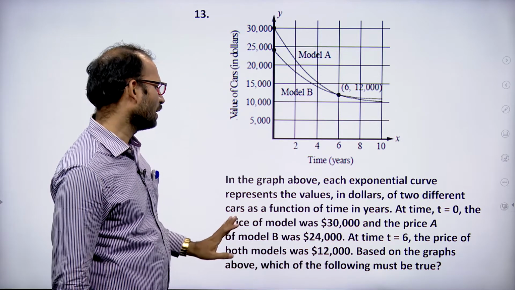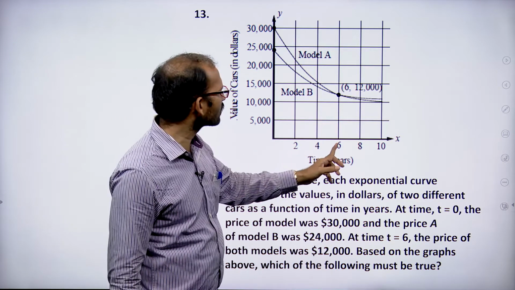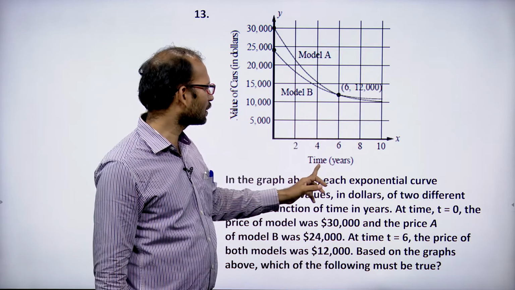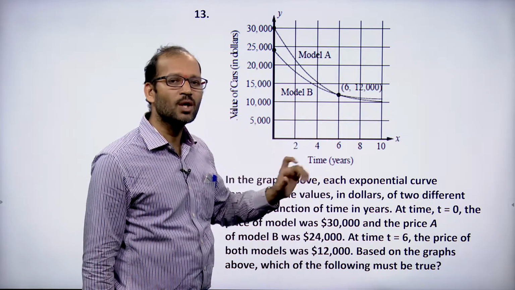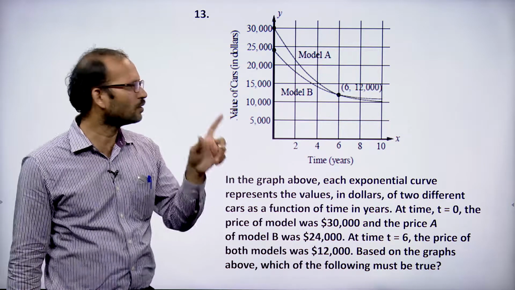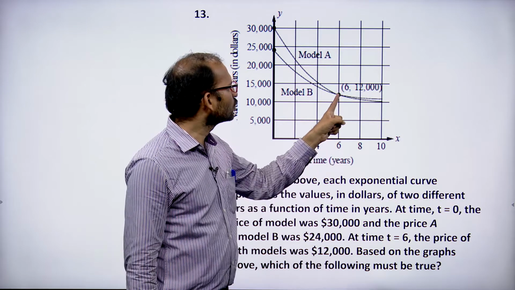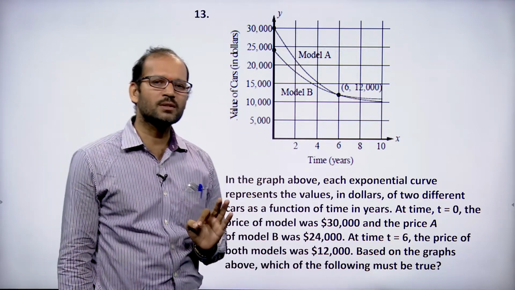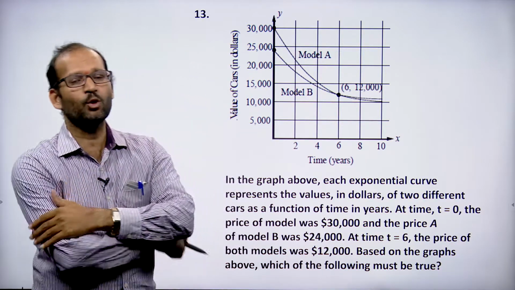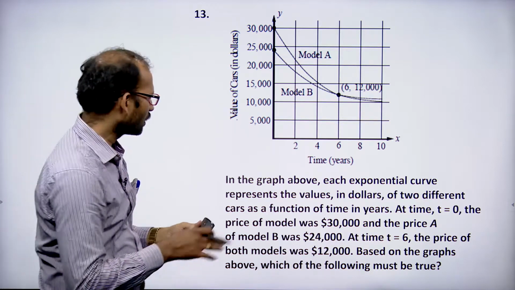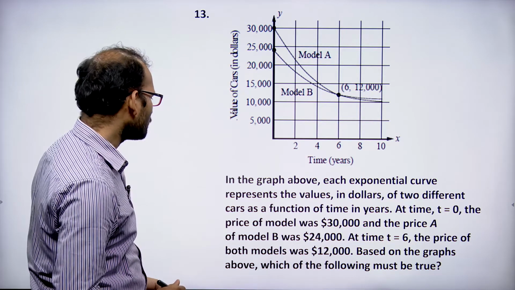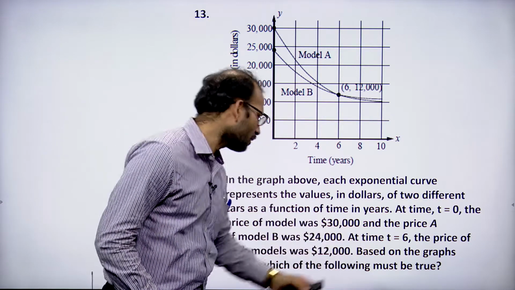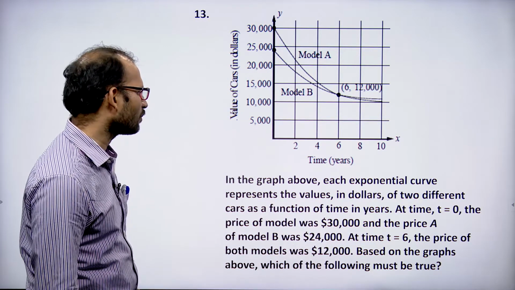At time t equals 6, both cars have the same value. That means after 6 years, both model cars have the same value. What is that? At time 6 years, $12,000. So $12,000 is the value of both the cars after 6 years, right? Based on the graphs above, which of the following must be true?